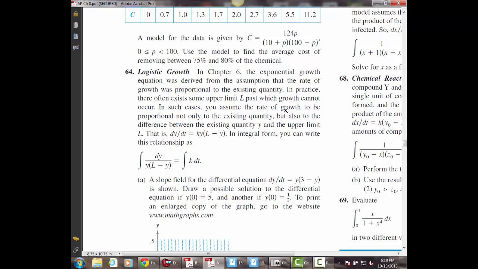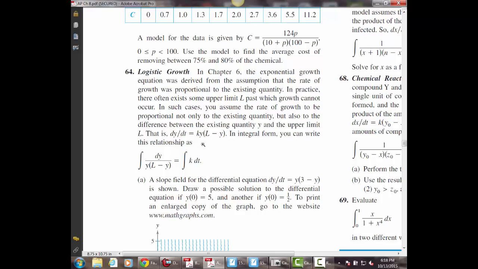In such cases, you assume the rate of growth to be proportional not only to the existing quantity, but also to the difference between the existing quantity y and the upper limit L, which is a constant. So it becomes dy/dt equals k times y times (L minus y).